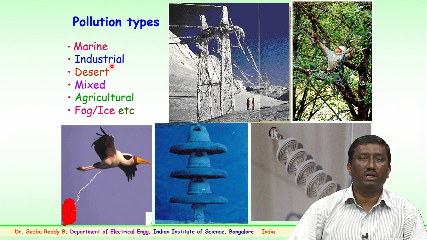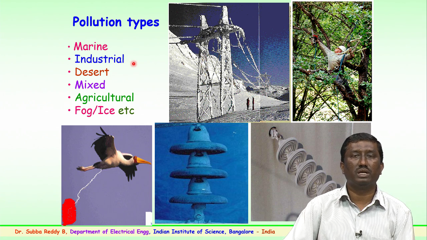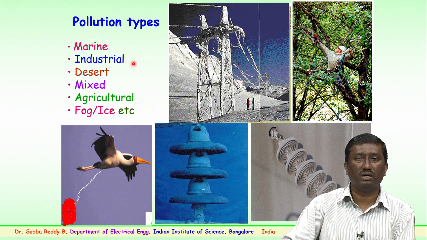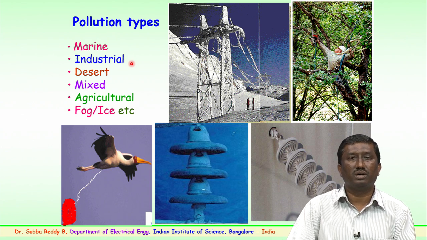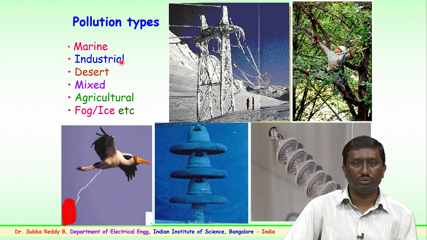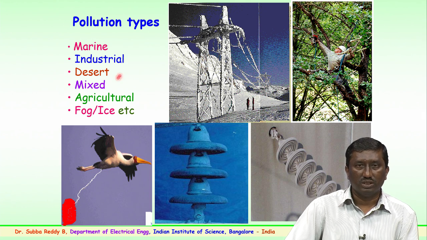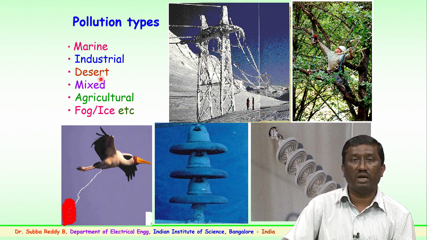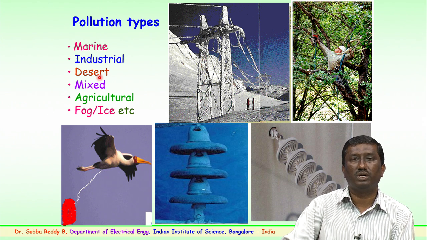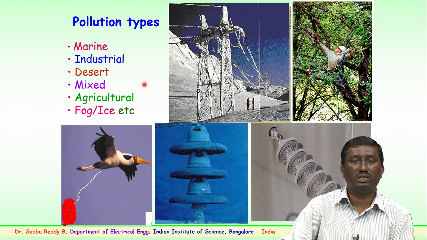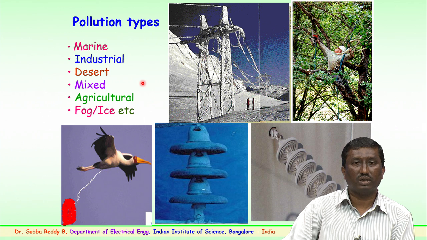There could be industrial pollutants in case the transmission towers run near industrial areas. An example: if there is a cement industry, the cement dust gets collected on the transmission insulators over a period of time. Similarly, there is desert sand, which is highly conductive in some of the countries. This desert sand also gets accumulated on the insulator surface, becomes wet during humidity, and the surface starts conducting. So, desert pollution is also an important factor to be noted.